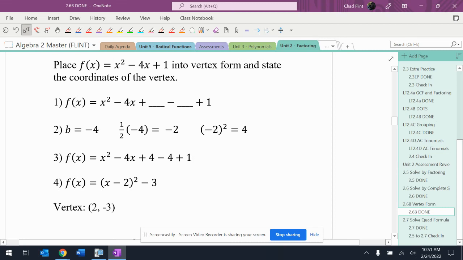So worked out examples so that you can look at it, use it as a guide if you need to come back and look at this at any point in time.